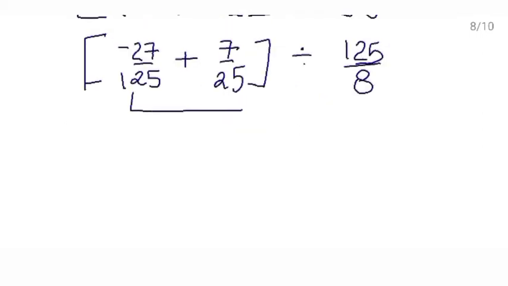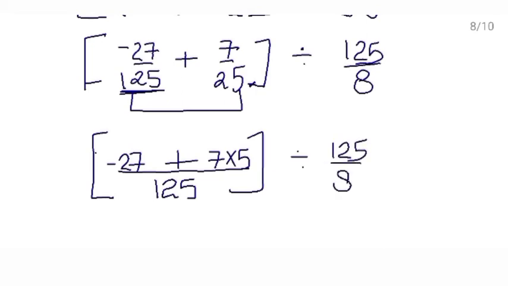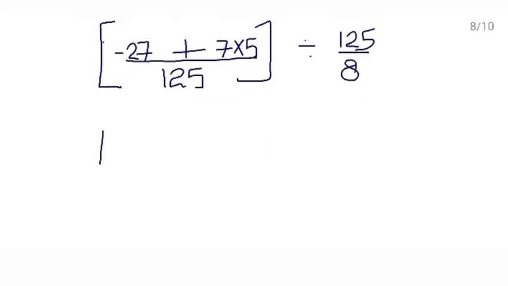Now solve this bracket. Denominators are different, so you will take the LCM of these denominators. LCM will be 125. This is already 125, so no need to multiply the numerator with any number. Plus 25 5s are 125, so multiply the numerator by 5, divided by 125 upon 8. Now solve it.